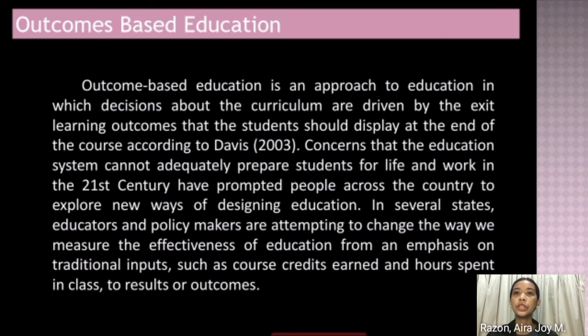Concerns that the education system cannot adequately prepare students for life and work in the 21st century have prompted people across the country to explore new ways of designing education. In several states, educators and policymakers are attempting to change the way we measure the effectiveness of education from an emphasis on traditional outputs, such as course credits earned and hours spent in class, to results or outcomes.